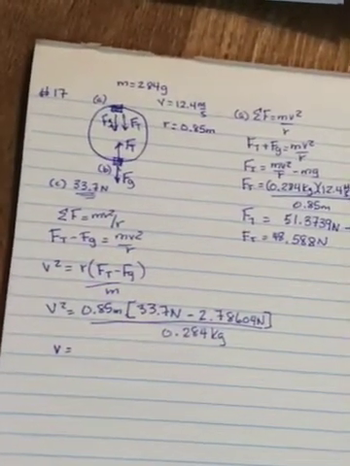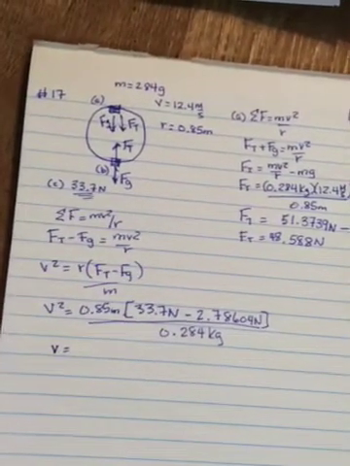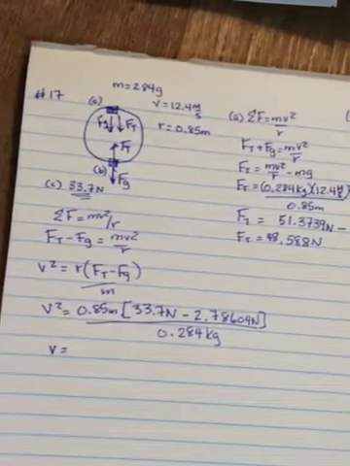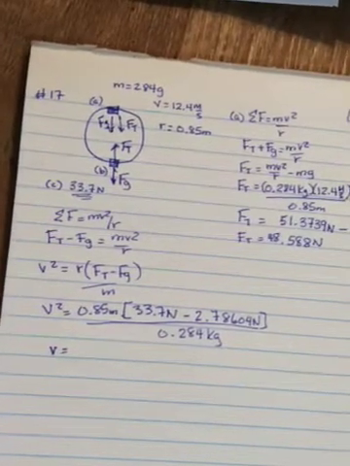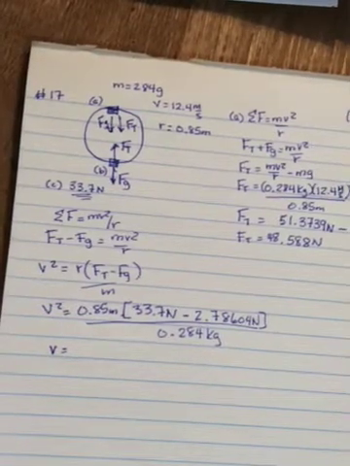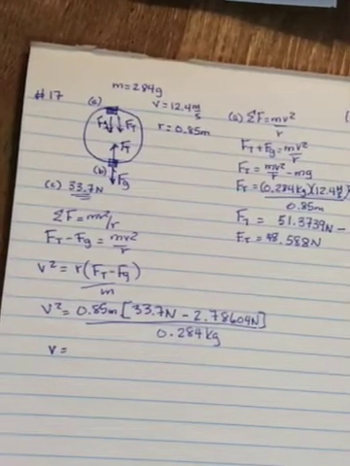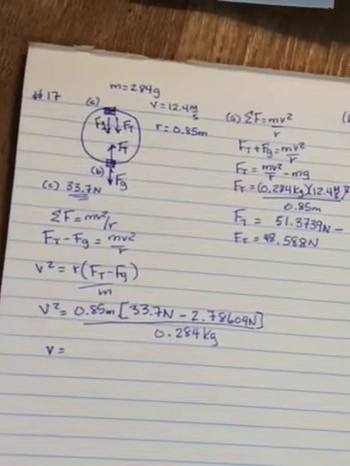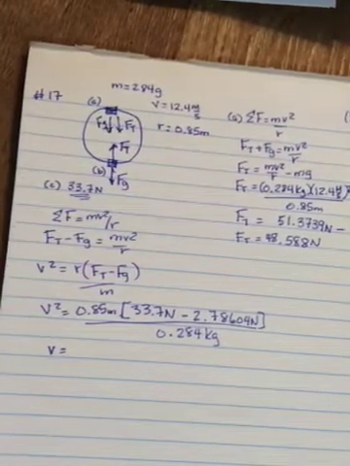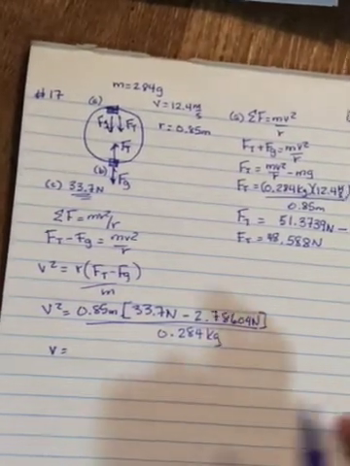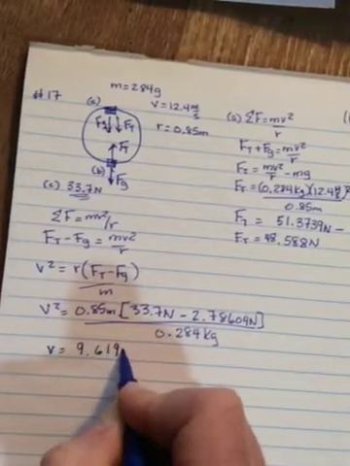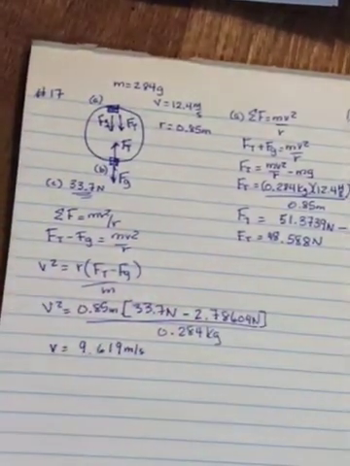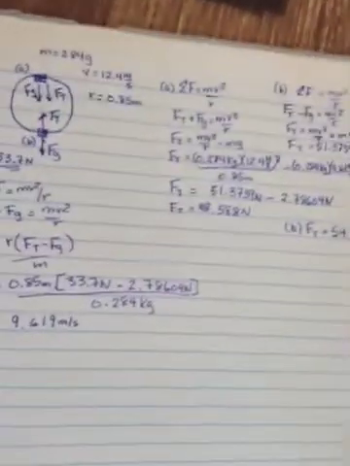Okay, so 33.7 minus 2.786, multiply by 0.85, divide by 0.284 and then take the square root and you get 9.619 meters per second. Okay, so that's number 17.